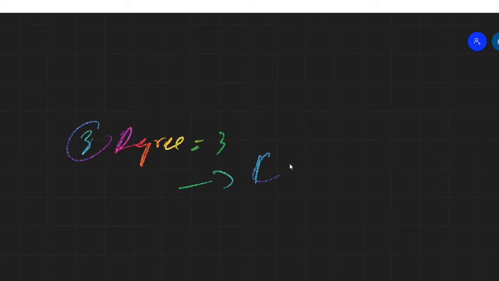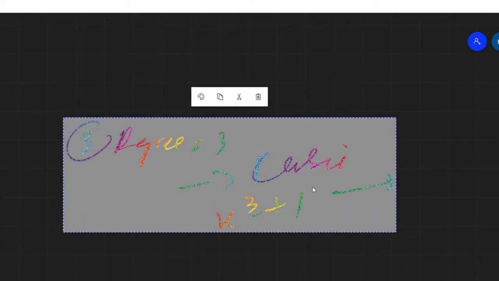Now if the degree is equal to 3, we call it a cubic polynomial. For example, x cube plus 1. Here the degree is 3, so it is called a cubic. Next we have biquadratic, but we don't study it in lower mathematics. Let's remember up to power 3.